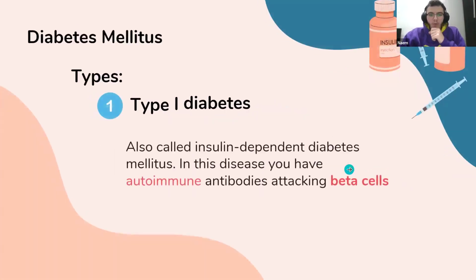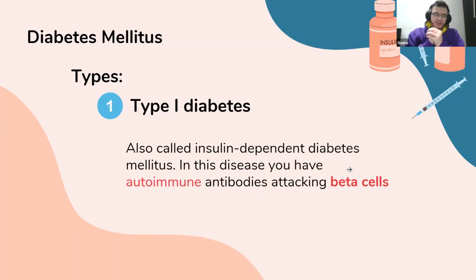Okay, so we have two types of diabetes. I'm pretty sure you've heard of this a lot: type 1 and type 2. Now remember, I told you diabetes is one of two cases, either decreased secretion or decreased sensitivity. Type 1 diabetes is the type where you have decreased secretion.